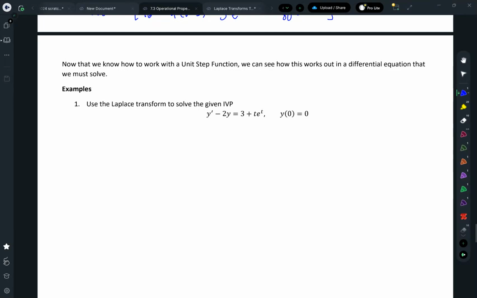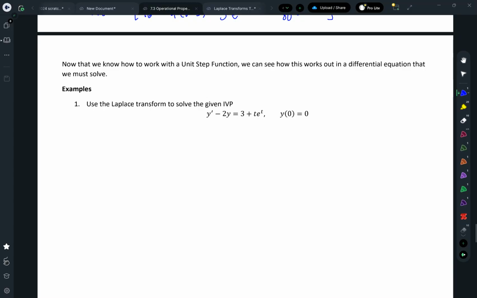Hello, this is going to be the second part of the Laplace transform operational properties section. And this is to get some examples where we're using all the shifting that we learned on some IVPs. Okay, so we can handle a wider variation of problems.